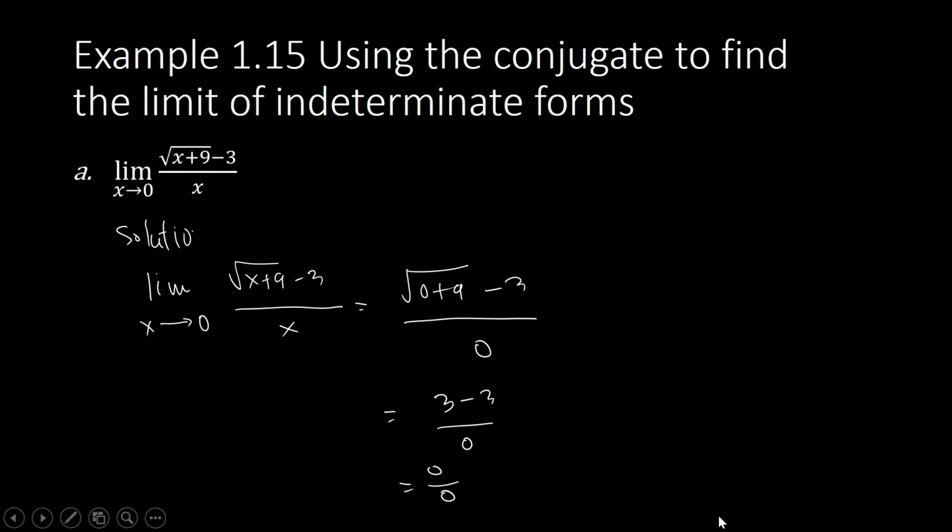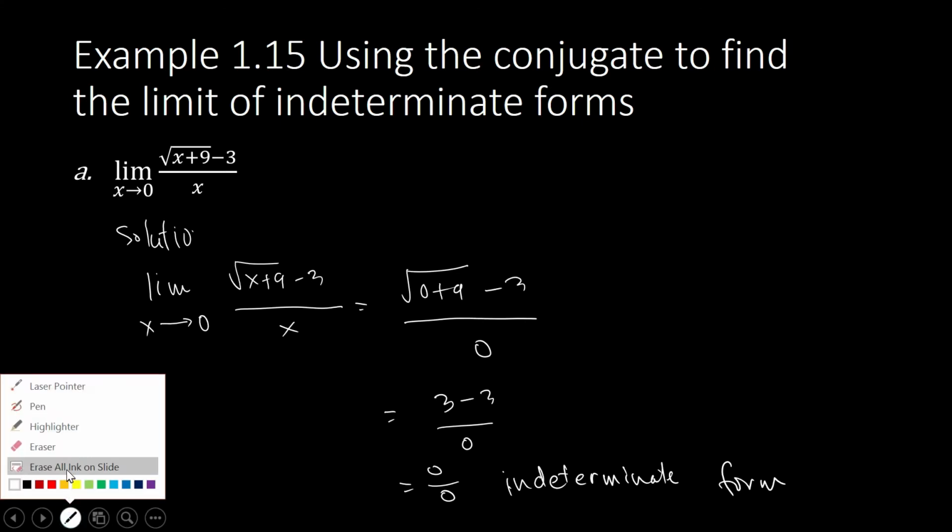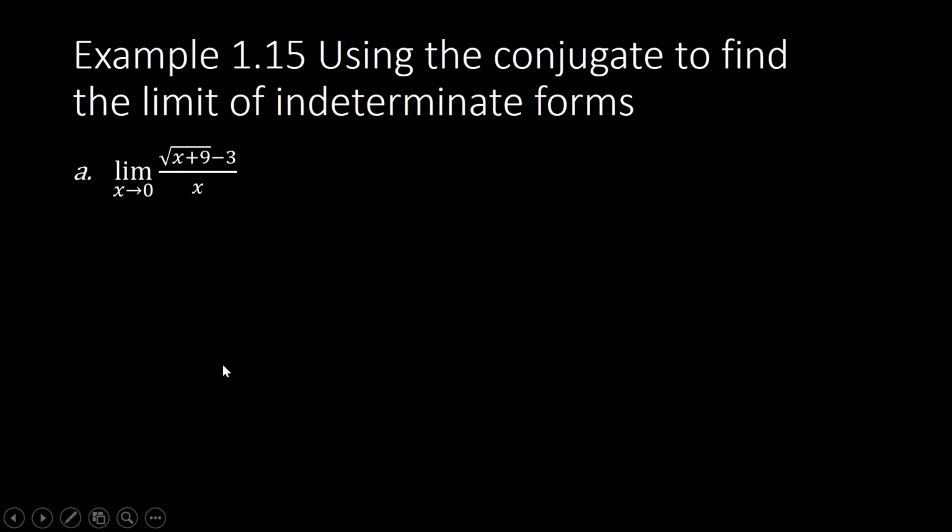So this is an indeterminate form. So we cannot say that this is equal to 0, this is not equal to 1, this is not equal to infinity. So we must do something. The titling of this slide is telling you what we can do. We can multiply it by its conjugate. So let us see what will happen if we were to multiply this function by the conjugate of the numerator.